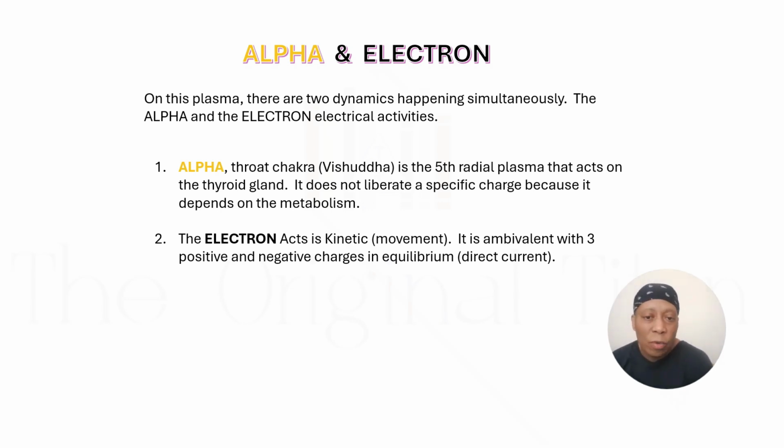Alpha, throat chakra, the Vishuddha, is the fifth radioplasma that acts on the thyroid gland. It does not liberate a specific charge because it depends on the metabolism. Remember that the thyroid regulates the metabolism. The electron acts in kinetic movement. It is ambivalent with 3 positive and 3 negative charges in equilibrium in direct current.